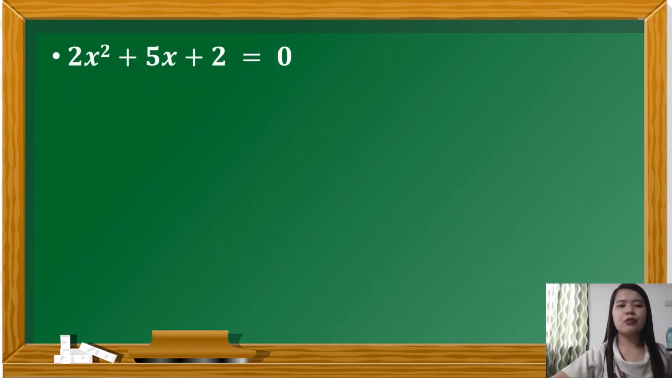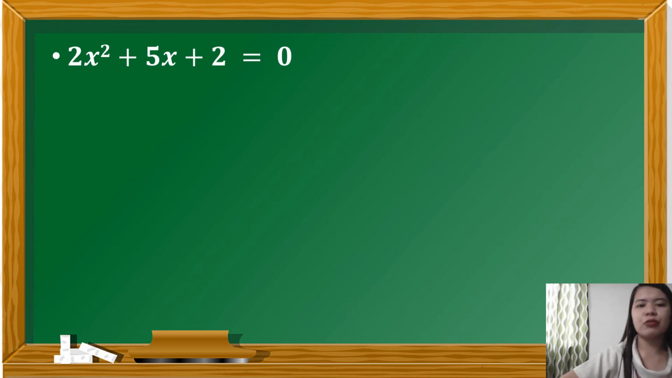We have here 2x squared plus 5x plus 2 equals 0. As you can see, this is already in its standard form. Pero may value tayo ng a, and that is 2. So, let's find out kung anong gagawin natin.